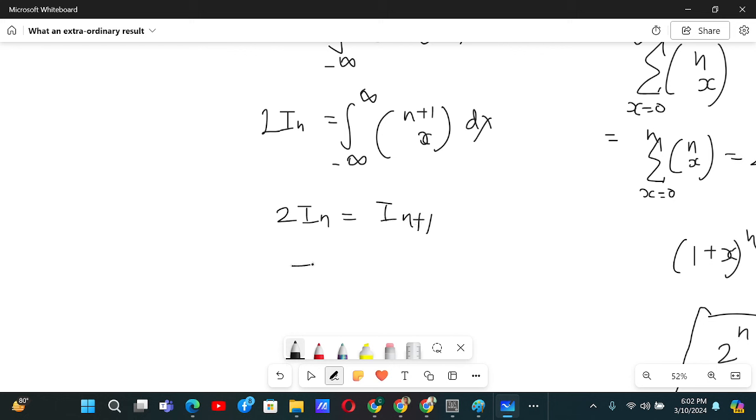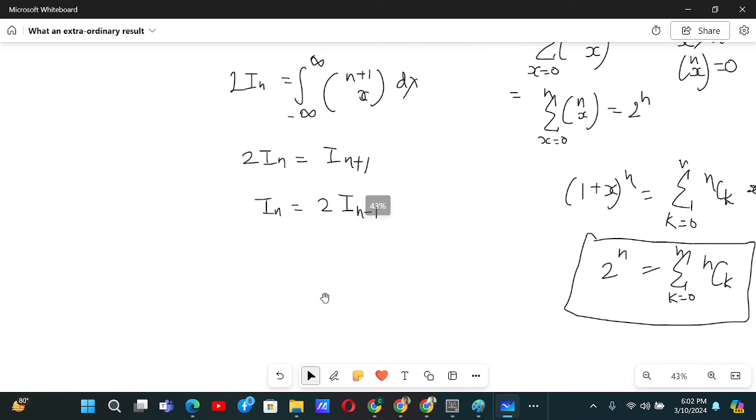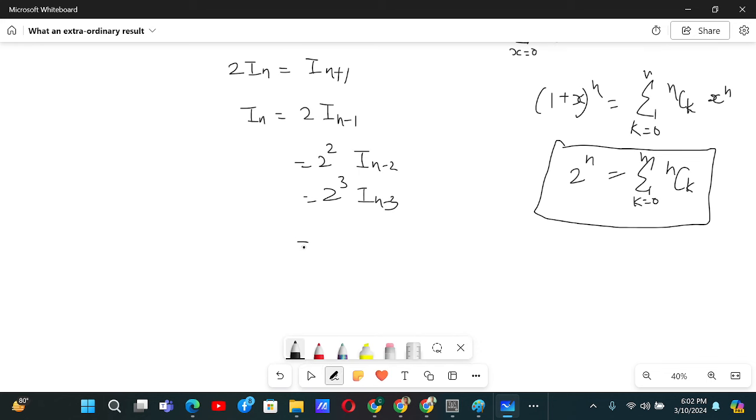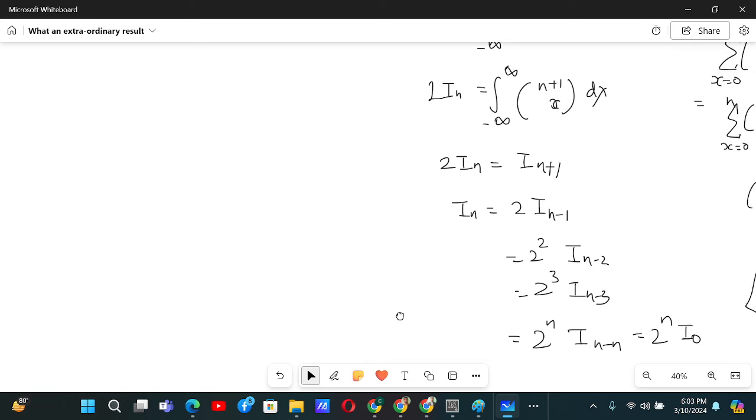So now we have 2I of n is equal to I of n plus 1. This also implies that I of n is equal to 2 times I of n minus 1. Now similarly we can proceed up to I of 0. This is 2 times I of n minus 2, so we have 2 squared times I of n minus 2, and then 2 cubed times I of n minus 3. So that's why we can write I of n as 2 to the power n times I of n minus n, which is 2 to the power n times I of 0. Now it's comparatively easier to find I of 0. That's why we reduced the problem to this case.